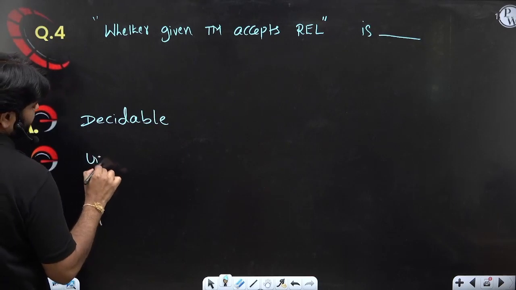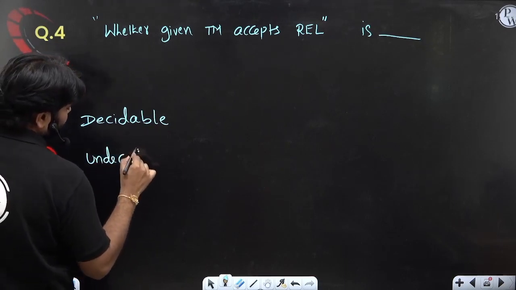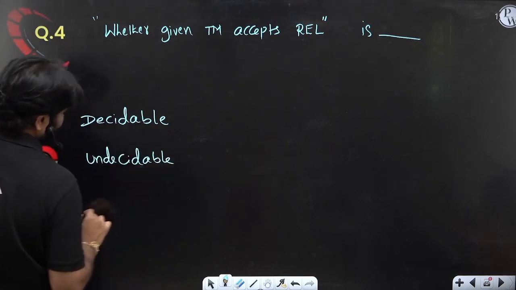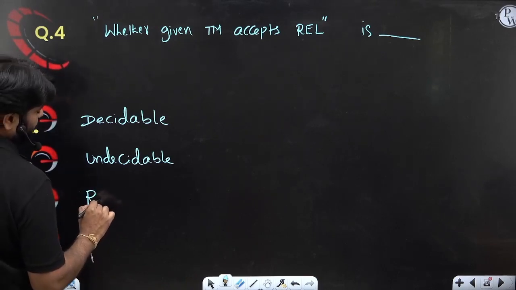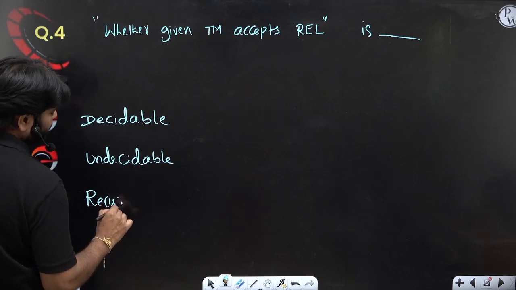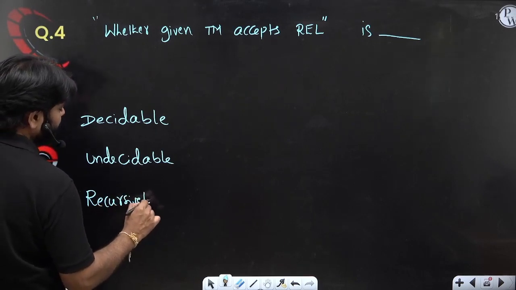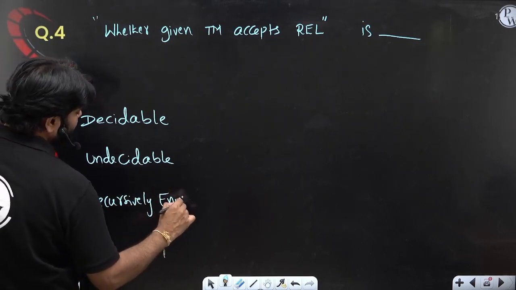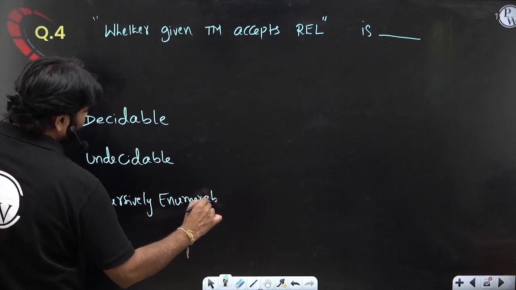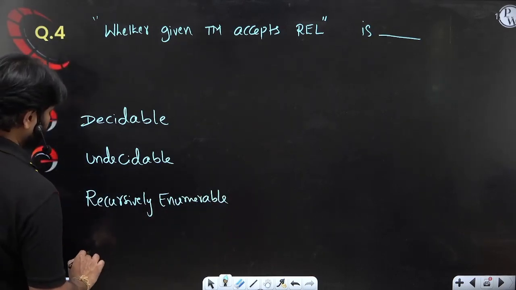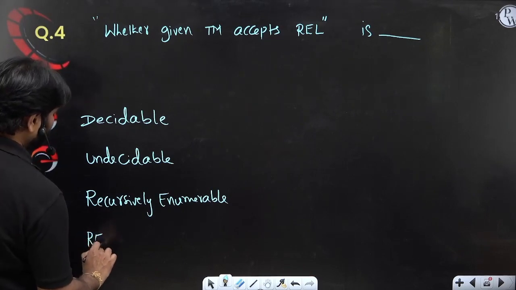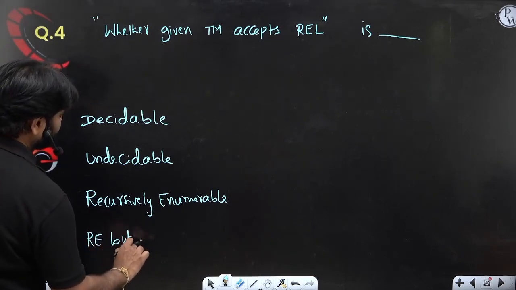Is it undecidable? Is it recursively enumerable? It is a problem, not a language. Recursively enumerable. Or is it an RE but not recursive problem? Which problem is it?